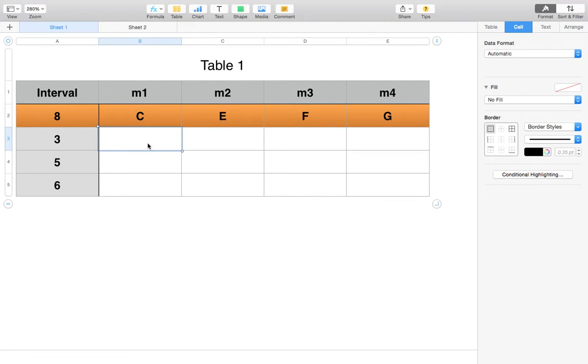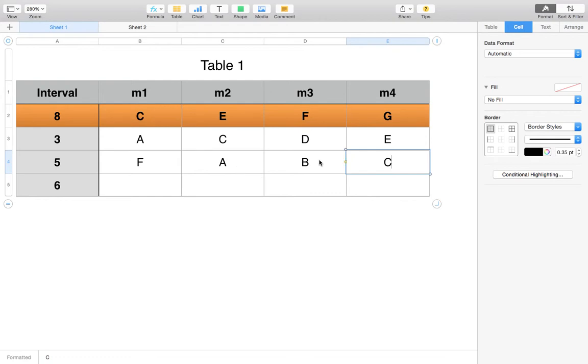So we're going to go a third below C, third below E, third below F, and third below G. Okay, next one I'm going to go a fifth below. So I'm going to go down to below C, then below E, then below F. Now this one's going to be a problem, you'll see in a second. And a fifth below G.